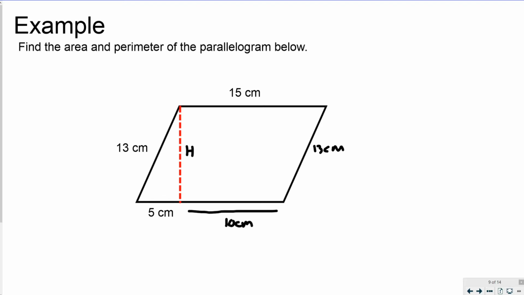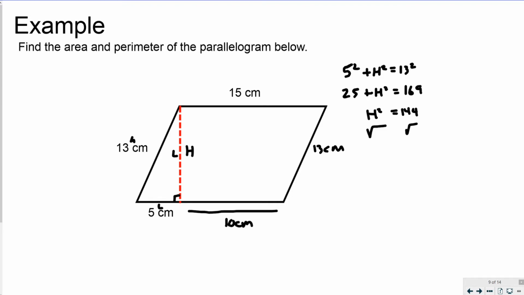But I don't know the area, so really all that I can do, knowing that this is the height, is use the Pythagorean theorem to find h. So I'll do 5 squared plus h squared equals 13 squared, because the h will be a leg, and this will be the hypotenuse. So I get 25 plus h squared equals 169. So h squared, I'm going to take away 25 from both sides, equals 144. So I'm going to take the square root, and you get h equals 12 centimeters.